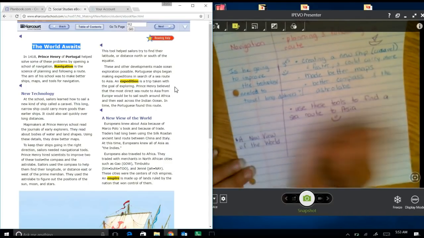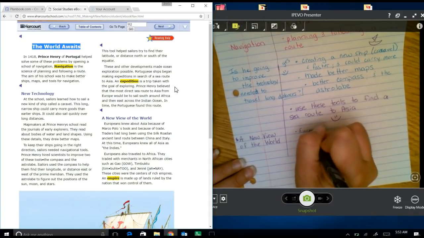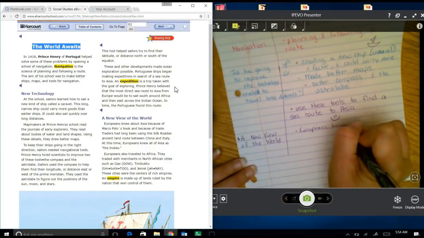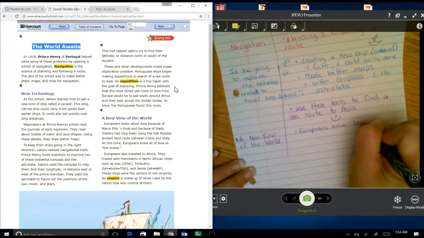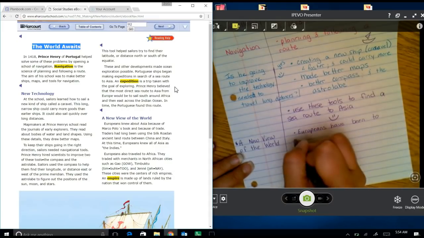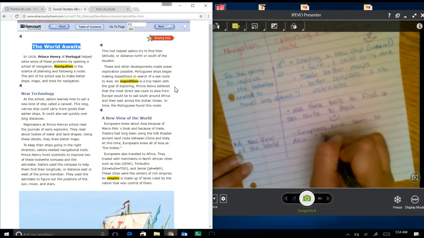So far we know that Europeans have been to Asia, known as the Indies.